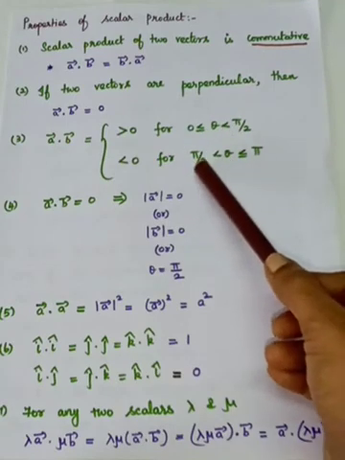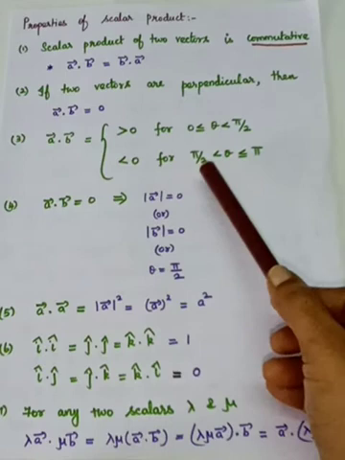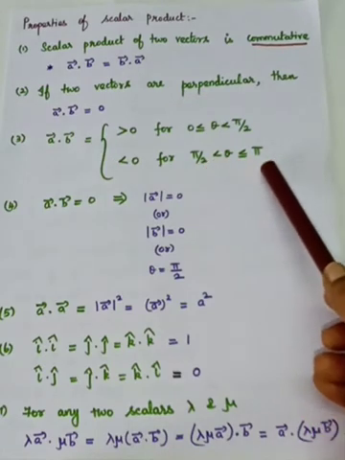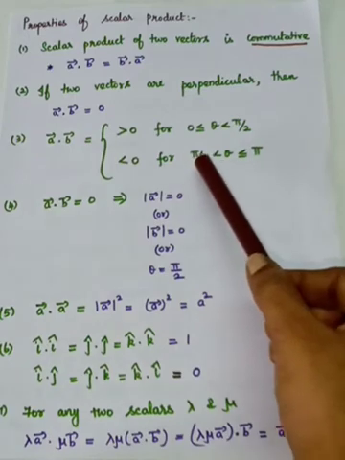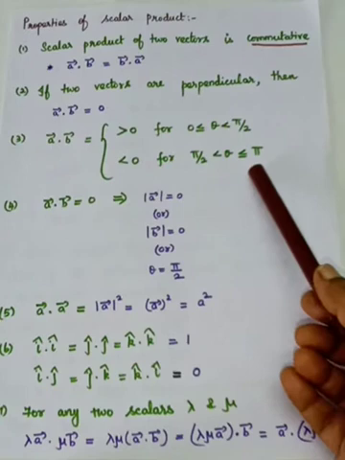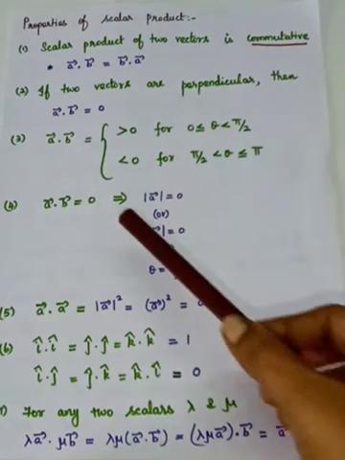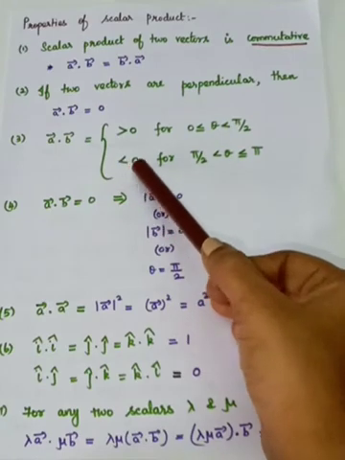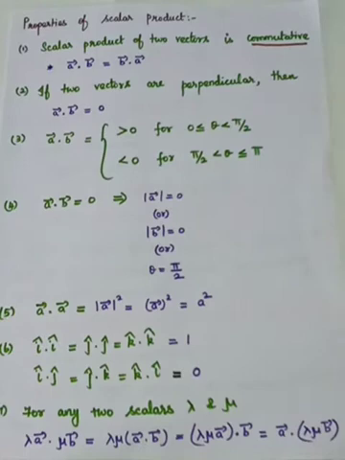And the next one, pi by 2 less than theta less than or equal to pi. Pi by 2 is not included. So that means 90 is not included. So 90 to 180, 180 is included. 90 to 180 means your theta, that is the scalar triple product, is less than 0. Why? Your theta lies in the second quadrant.